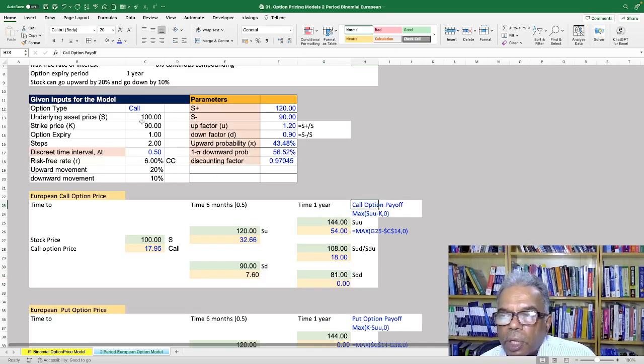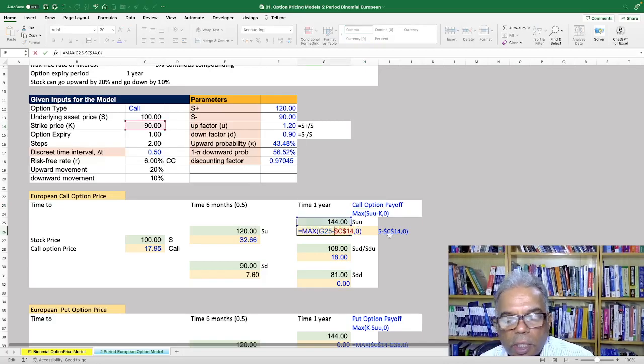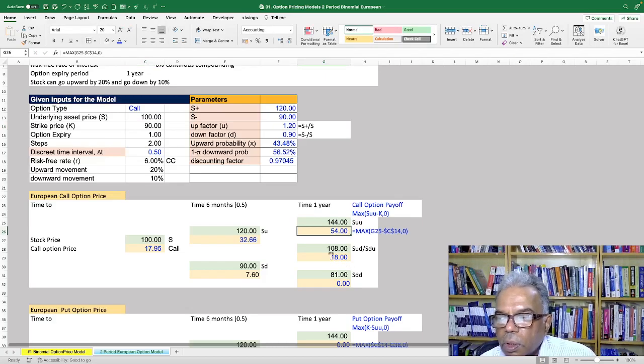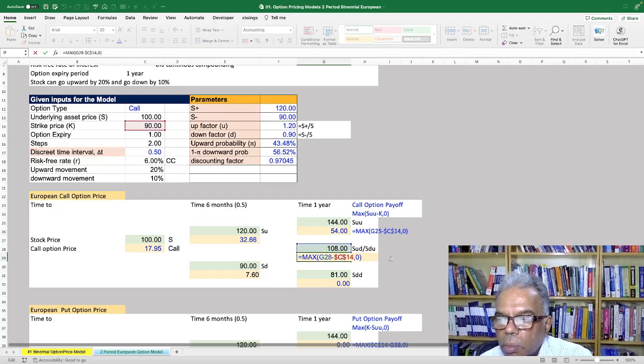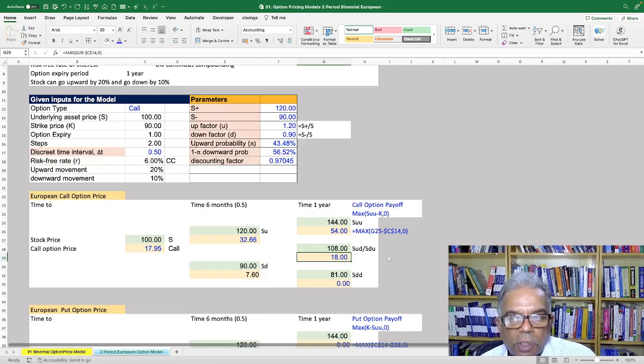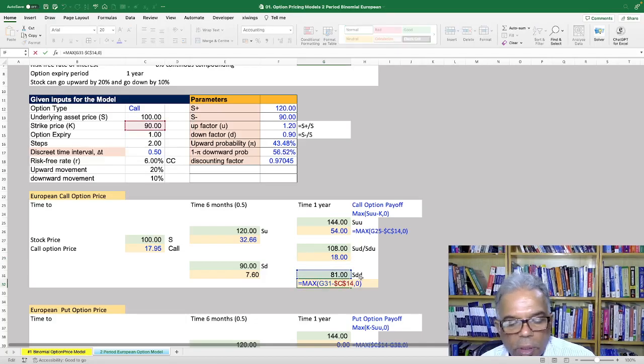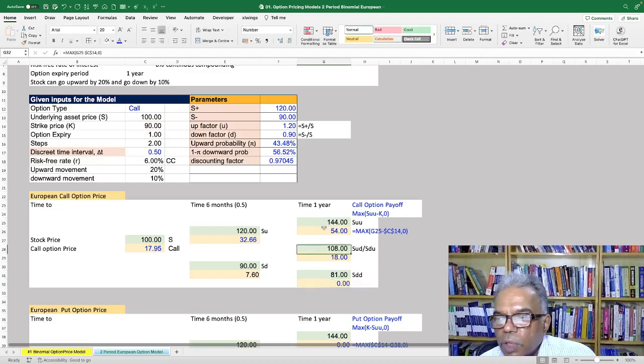So we know the strike price is 90. So maximum of 144 minus 90, 0 is 54. So it is in the money. Similarly, maximum of 108 minus 90 is 18. Again, the option expires in the money. Now at this third node, the option expires out of the money, so there is no payoff value. So we calculate the maximum of the stock price at these nodes minus the strike price, 0.